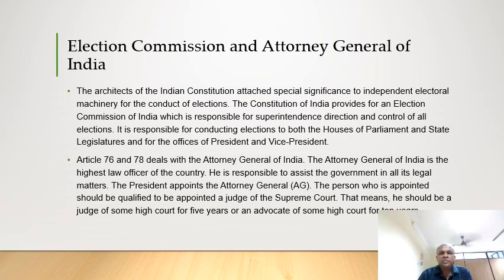Articles 76 and 78 deal with the Attorney General of India. The Attorney General of India is the highest law officer of the country. He is responsible for assisting the government in all its legal matters. The President appoints the Attorney General, AG. The person who is appointed should be qualified to be appointed a judge of the Supreme Court. That means he should have been a judge of some high court for 5 years or an advocate of some high court. So we discussed the Election Commission and the Attorney General of India.